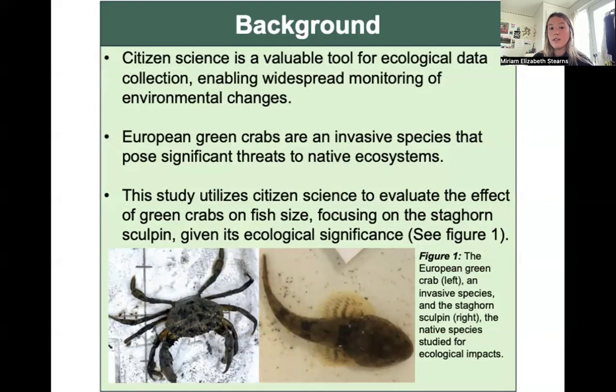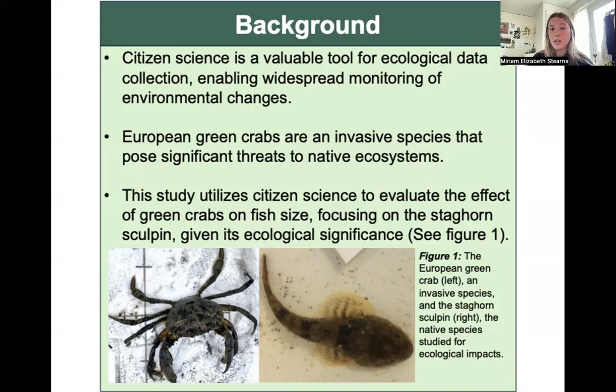Citizen science is an innovative and valuable tool that leverages the power of volunteers to collect ecological data. This approach not only enables widespread monitoring of our environment, but also engages the public in scientific research. And the European green crab is an invasive species that is known for their destructive impact on ecosystems. These crabs outcompete native species for resources, they can alter habitats, and disrupt local biodiversity.